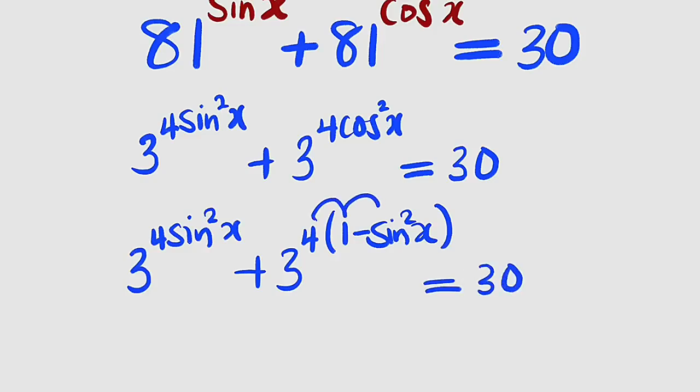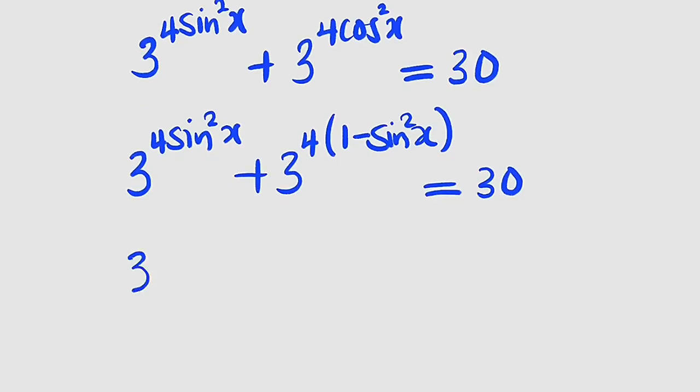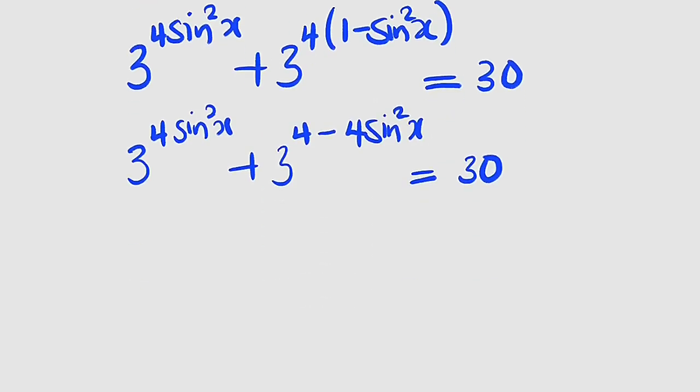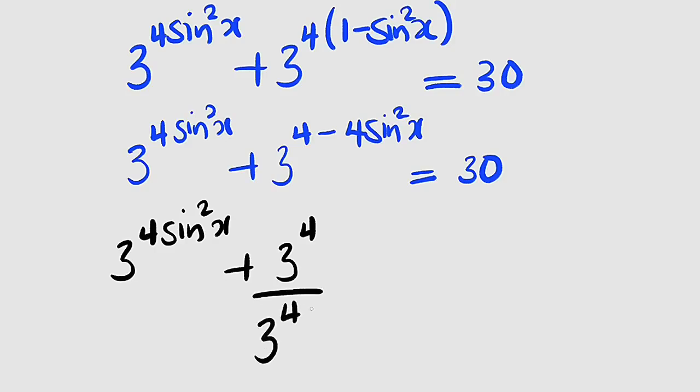Now let us distribute this exponent. We have 3 to the power of 4 sine squared x plus 3 to the power of 4 times 1 is 4 minus 4 times sine squared x. The whole of this equal to 30. According to one of the laws of indices, we can break this down, right? And how can we do that? We have 3 to the power of 4 sine squared x plus 3 to the power of 4 divided by 3 to the power of 4 sine what? Squared x. All of this equal to 30.